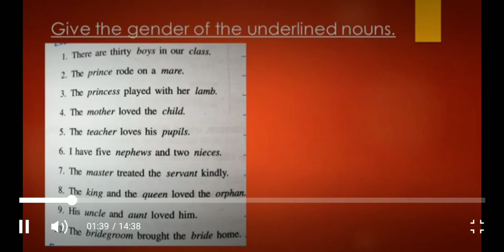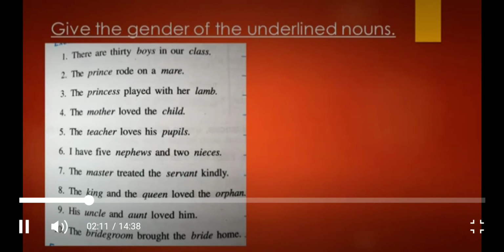I have 5 nephews and 2 nieces. The master treated the servant kindly. The king and the queen loved the orphan. His uncle and aunt loved him. The bridegroom brought the bride home.